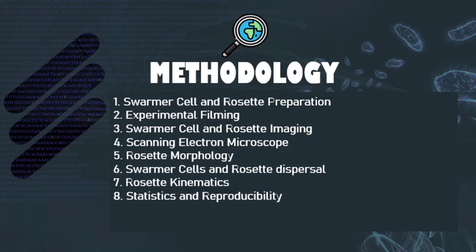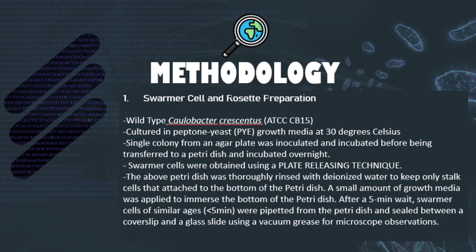Methodology: Swarmer cell and rosette preparation. Wild type Caulobacter crescentus were used, cultured in peptone-yeast growth media at 30 degrees Celsius. A single colony from an agar plate was inoculated and incubated before being transferred to a petri dish and incubated overnight. Swarmer cells were obtained using a plate releasing technique.